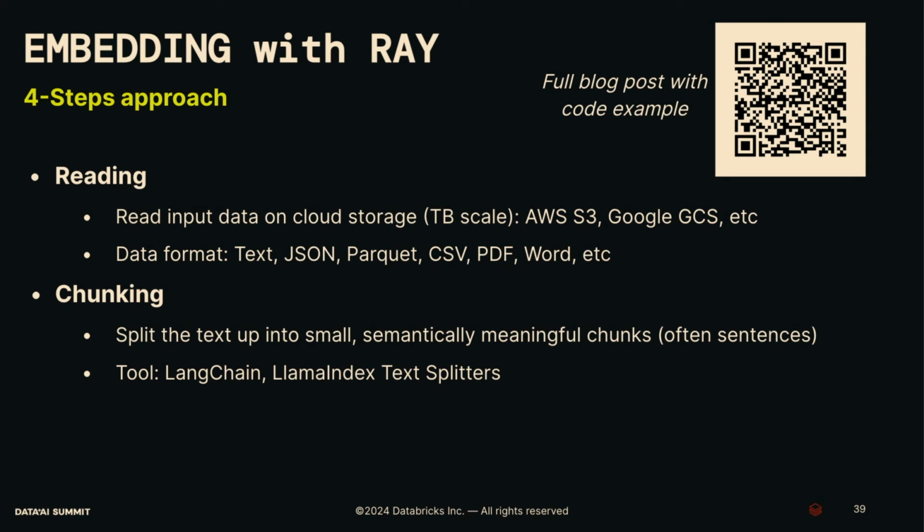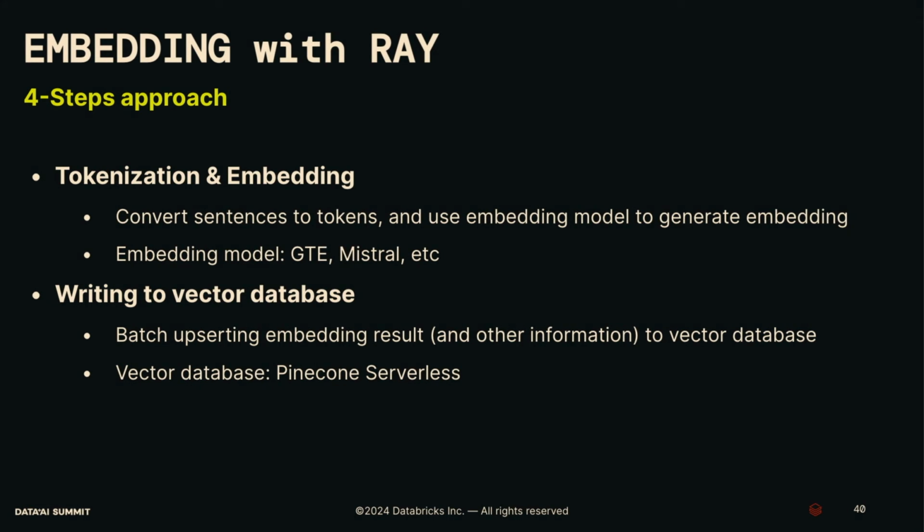The second step is chunking. What is chunking? Chunking is splitting the text into smaller sentences or sub-sentences, which allows the embedding model to convert them to tokens. There are open source tools such as LangChain or LlamaIndex text splitters to do the work. The third step is tokenization and embedding. Often the sentences after chunking need to be converted into tokens that the model can understand, and then the embedding model is used to generate the embeddings. Some embedding models, such as GTE, which we use, and other embedding models are all available on Hugging Face.